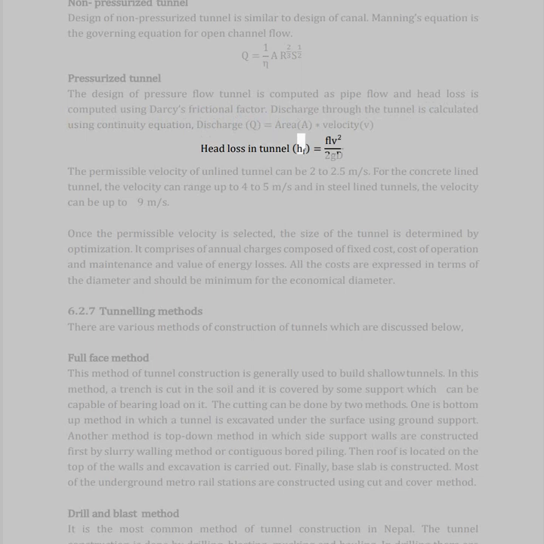Head loss in tunnel, H, equals FLV²/2GD. The permissible velocity of unlined tunnel can be 2 to 2.5 meters per second. For the concrete lined tunnel, the velocity can range up to 4 to 5 meters per second, and in steel lined tunnels, the velocity can be up to 9 meters per second.